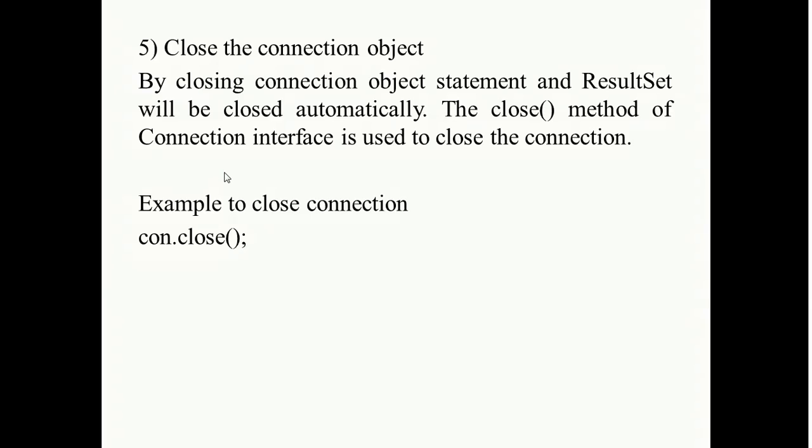Fifth step is close the connection object. By closing a connection object, the statement and result set will be closed automatically. The close method is used to close the connection. So the close method of the Connection interface is used to close the connection. For example, con.close(). Before closing the connection, we first close the statement object, that is stmt.close(). So by closing the connection object, the statement and result set will be closed automatically, and the close method of the Connection interface is used to close the connection.